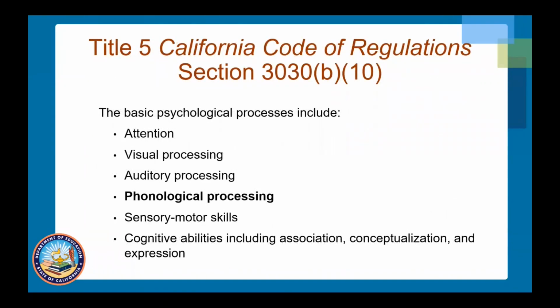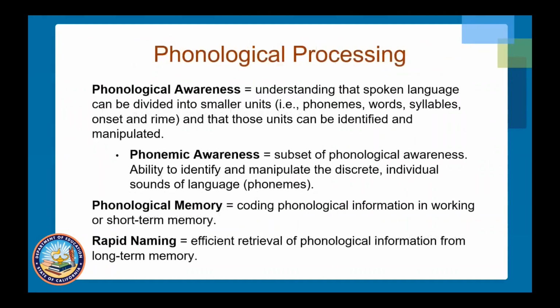In addition to directing CDE to develop the dyslexia guidelines, AB 1369 changed Title V California Code of Regulations to require phonological processing be included in the basic psychological processes that can be evaluated when determining if an individual has a specific learning disability, such as dyslexia. This served to highlight the important role evaluation of phonological processing plays in identifying students with dyslexia.